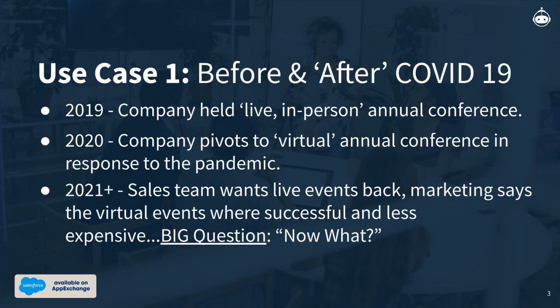In our first use case, a company that held a live in-person annual conference in 2019 was forced to pivot to a virtual event in 2020 due to the pandemic. Now, in 2021 and beyond, they must decide whether or not to go back to live events, continue on with virtual, or adopt a hybrid model. It is a difficult decision, and it is made even more difficult by the fact that in Salesforce, there's no way to see what effect these campaigns have on driving revenue.